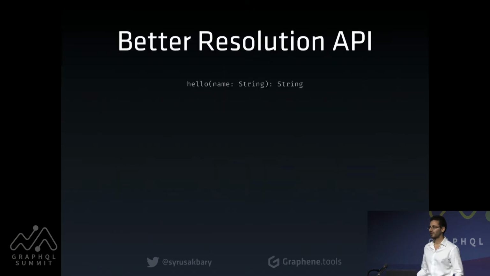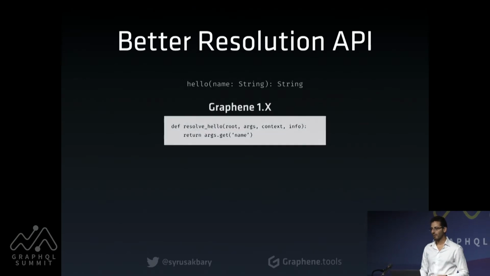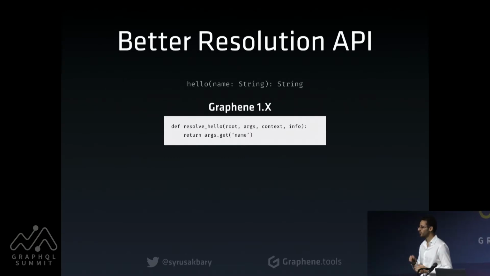So let's start with the better resolution API. Let's imagine we have this field in GraphQL, which is the hello field that takes a name as an argument and returns a string. In Graphene 1.x, this is how we would need to write the resolvers. So basically, this syntax or this API is super similar to how we would need to do it in GraphQL JavaScript. However, it was not as pleasant to use.